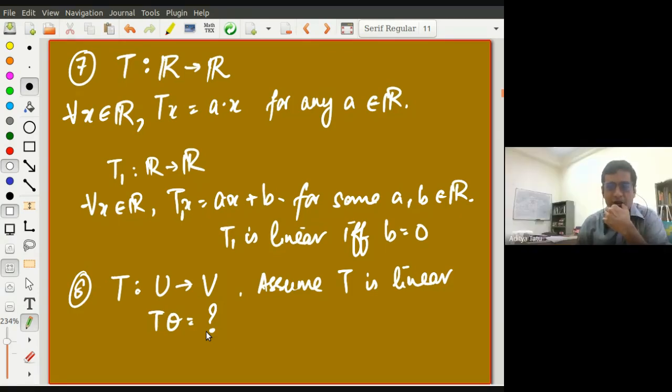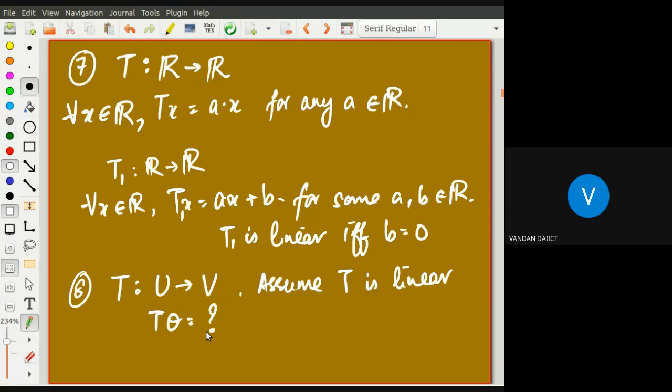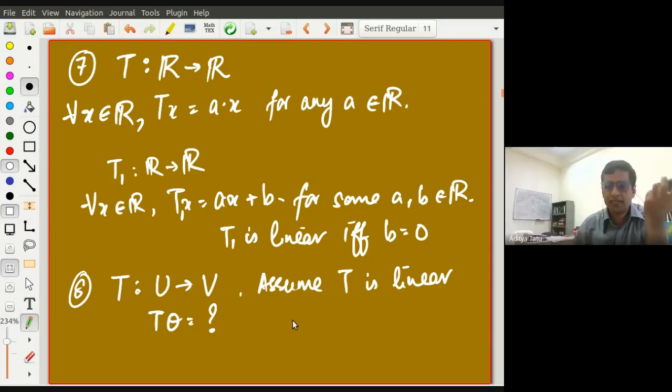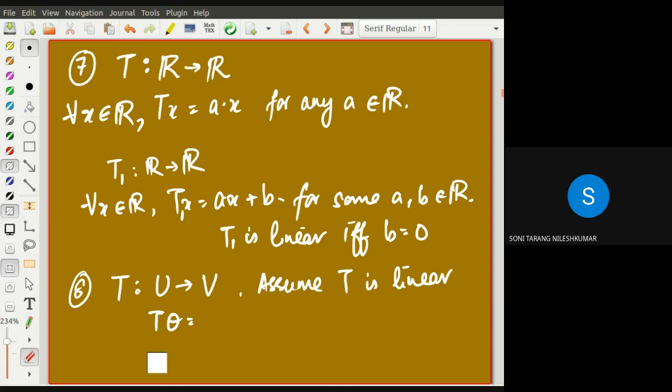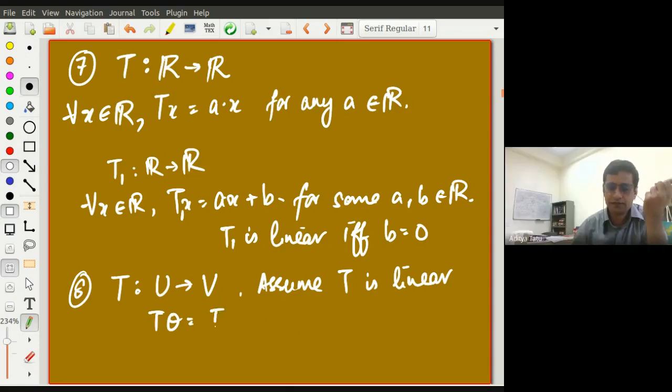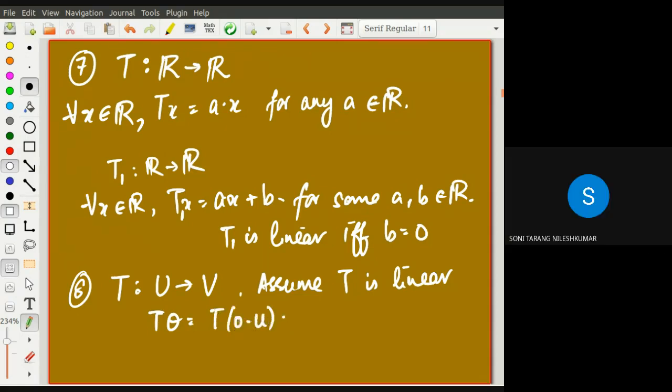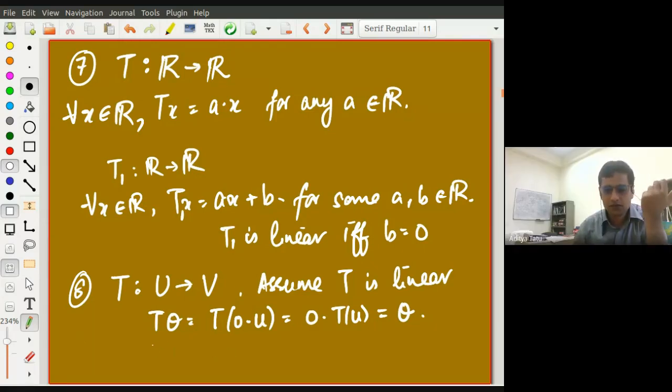Why? Because if it is not equal to theta, then the property of T of x plus y equal to T of x plus T of y will not hold. Sir, we can write T of theta as T of 0 dot u. Yes, and that will be equal to 0 dot T of u, by homogeneity. Exactly. And that is equal to theta for any T of u in V. Also, you can derive the same thing using additivity.